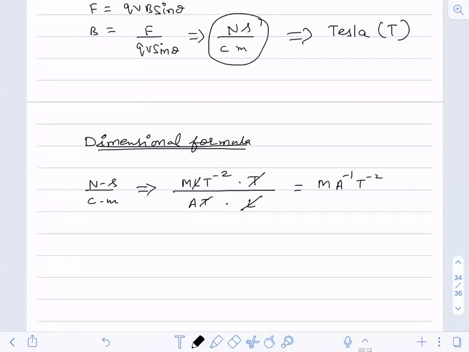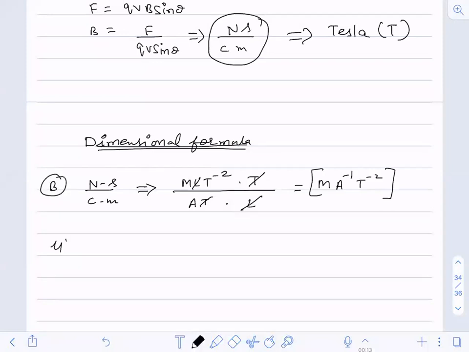Okay, Darshan, Pranav, Nagraj. Correct. M A inverse T to the power minus 2 is the correct answer. So this is the dimensional formula for B.